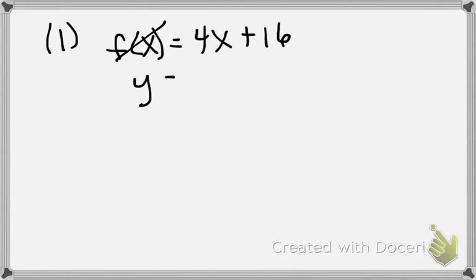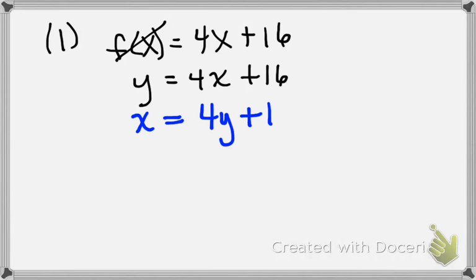So for problem number 1, we have f of x equals 4x plus 16. To find this inverse, usually I would go ahead and change f of x to y, just because I think it makes it a little bit shorter. To find inverses, you're just taking the x and the y and switching them. So I'm just going to rewrite this as x equals 4y plus 16. So that's the first step, switch the x and the y.